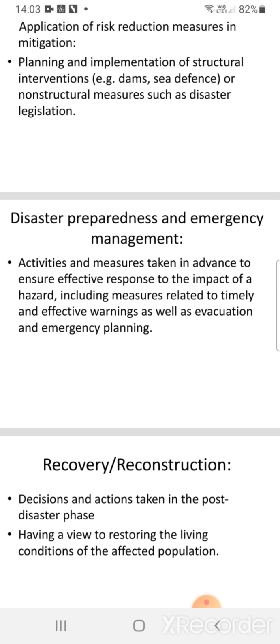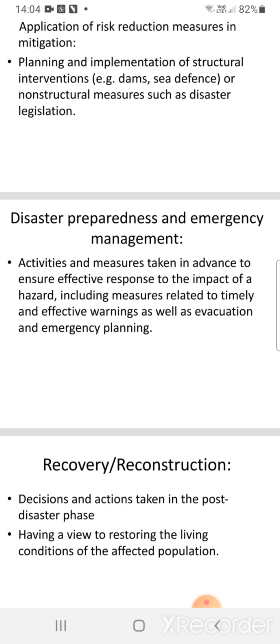Next is disaster preparedness and emergency management. Now, the activities and measures taken in advance. I repeat, how will you prepare for an exam? The learnings, the teachings, the short notes, the notes, the study material you have, the amount of knowledge that you grasp, how much you read, how much you write, how much you draw, all these things are the activities that are taken as a preparedness for examination.